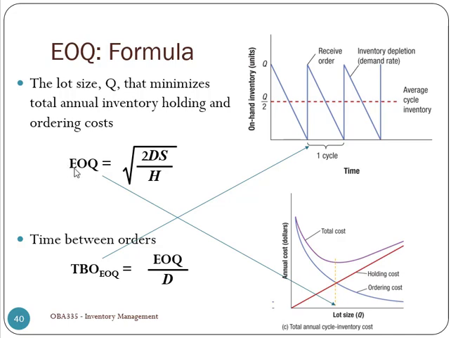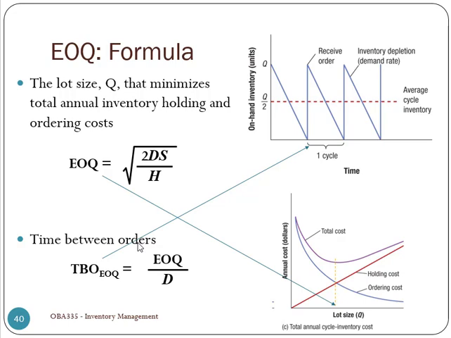This formula, EOQ, tells you what is the best quantity that can minimize this total cost curve. It is calculated as the square root of 2 times the total demand over the year D times the ordering cost per order S divided by the holding cost dollar value per unit per year H. So this will guarantee this Q will minimize the total cost.